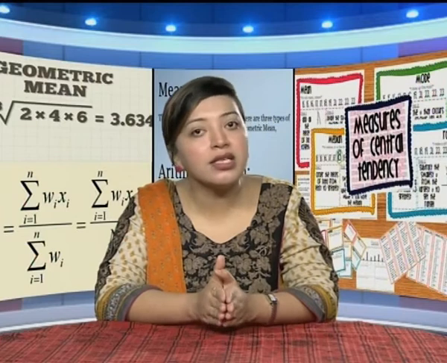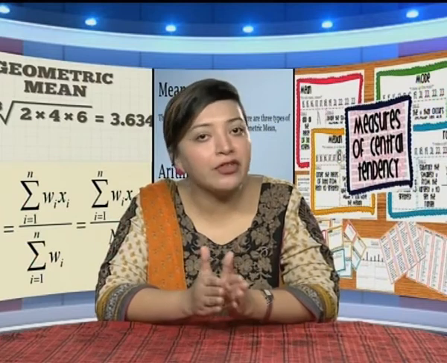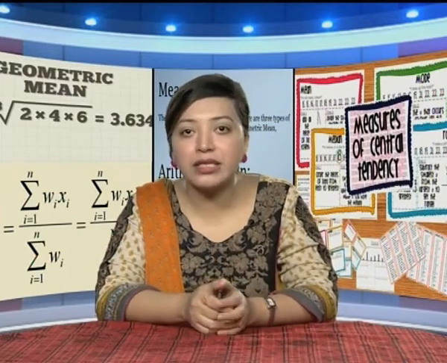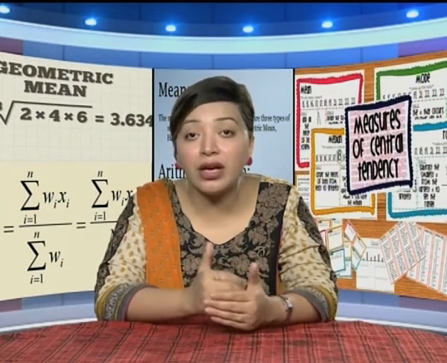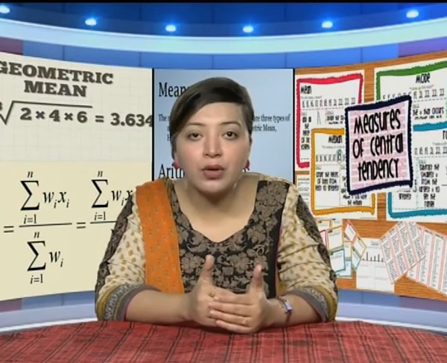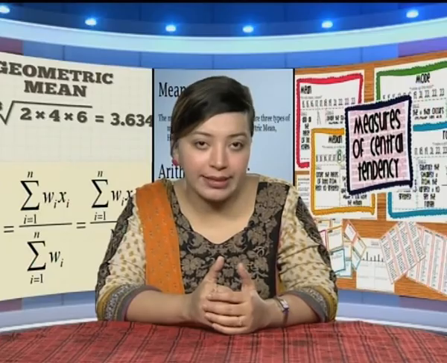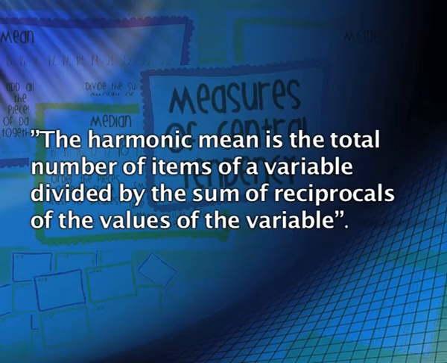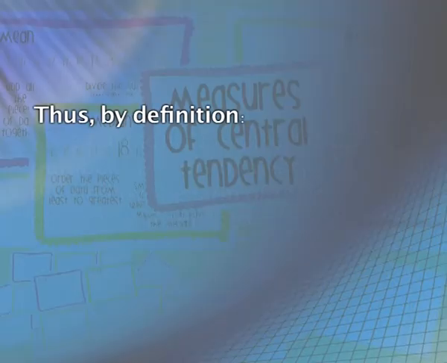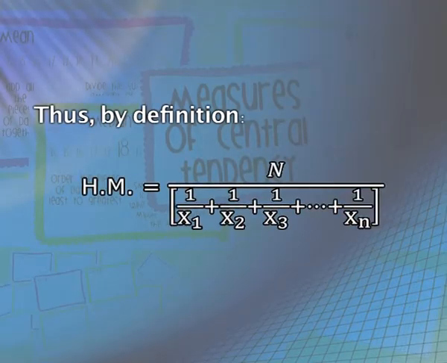The harmonic mean is primarily used in averaging rates. It is defined as the reciprocal of the arithmetic mean of the reciprocals of the individual observations. In other words, the harmonic mean is the total number of items of a variable divided by the sum of the reciprocals of the values of the variable. So by definition we have the formula to calculate harmonic mean. Harmonic mean is represented as HM.